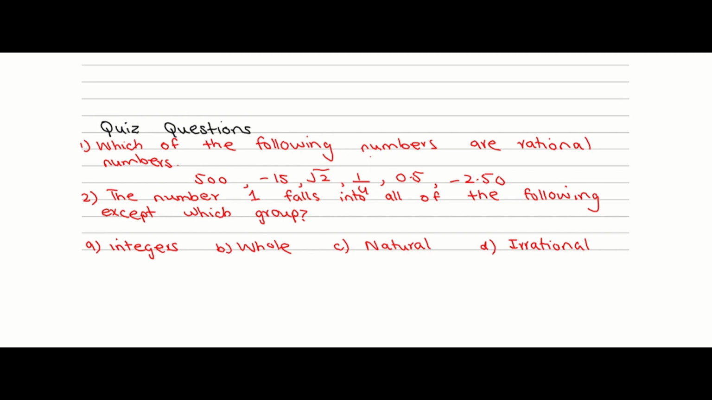Question number 2 is, the number 1 falls into all of the following except which group? Option A is integers, option B is whole numbers, option C is natural numbers, and option D is irrational numbers.